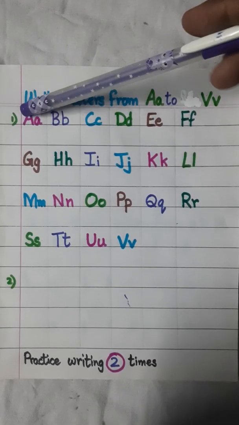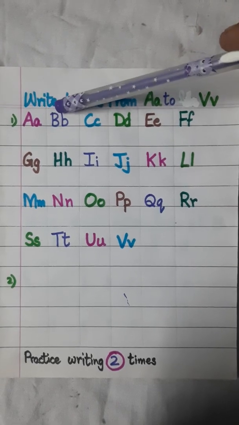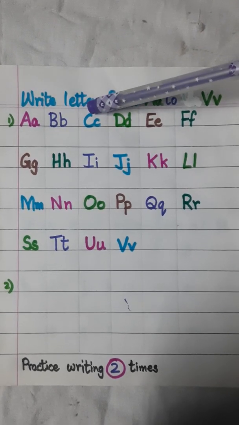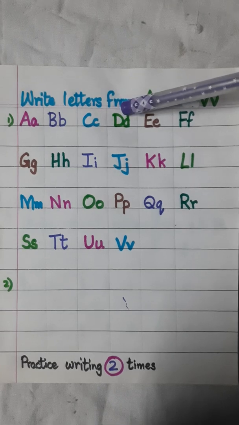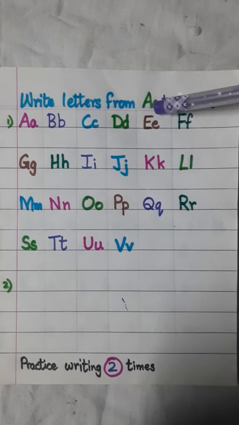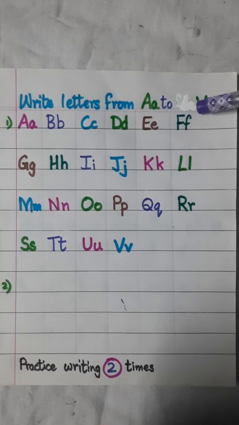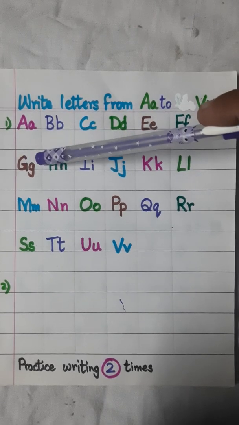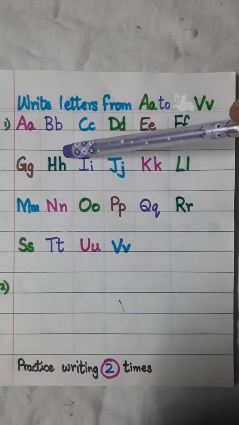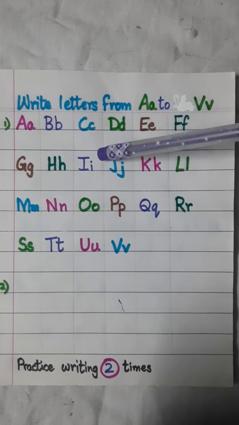Repeat after me, children. Capital A, small a. Capital B, small b. Capital C, small c. Capital D, small d. Capital E, small e. Capital F, small f. Capital G, small g. Capital H, small h. Capital I, small i.